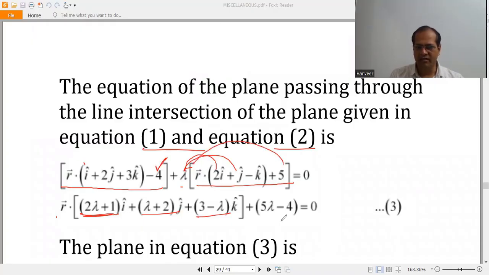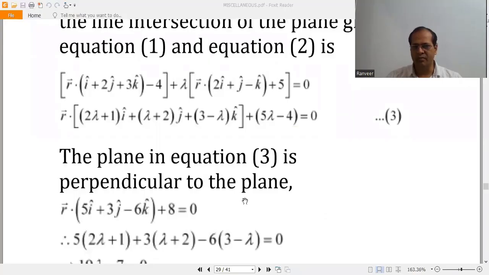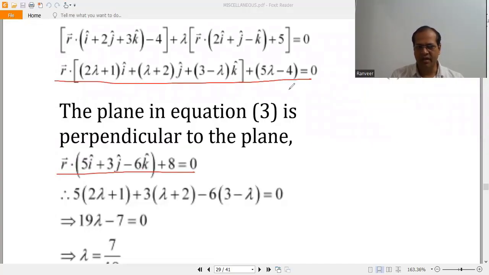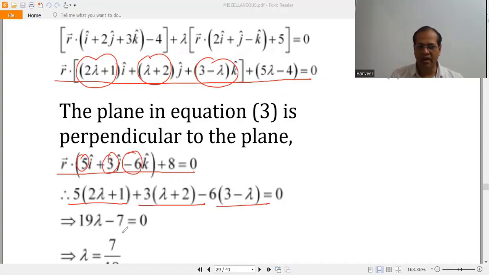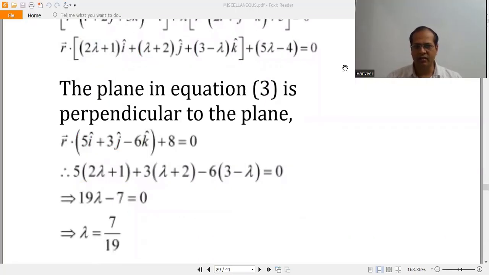So 5 lambda minus 4 equal to 0. So this is the equation of a plane perpendicular to the given plane, and this is another plane which is perpendicular to this plane. So whatever the direction ratios 2 lambda, lambda plus 2 and 3 minus lambda, and here direction ratios 5, 3 and minus 6, we just have to multiply A1 A2, B1 B2, C1 C2 and get the value of lambda. After getting lambda, we have to substitute the value of lambda in the third equation.